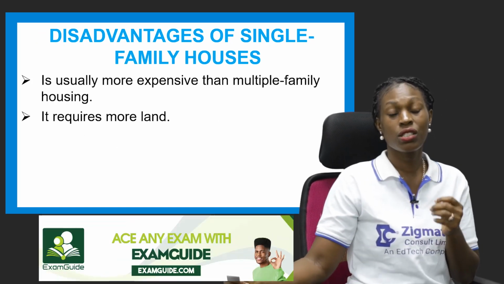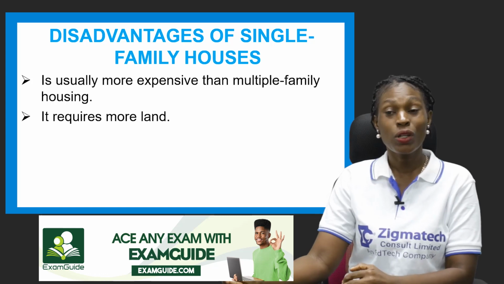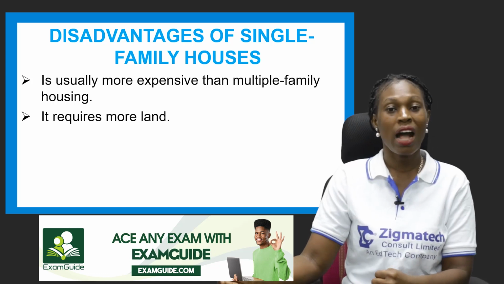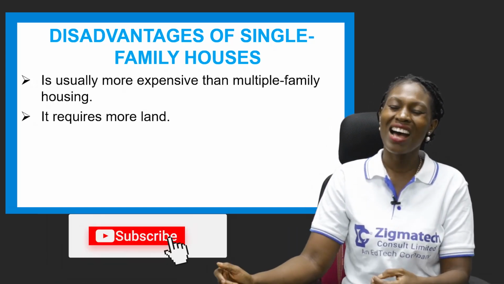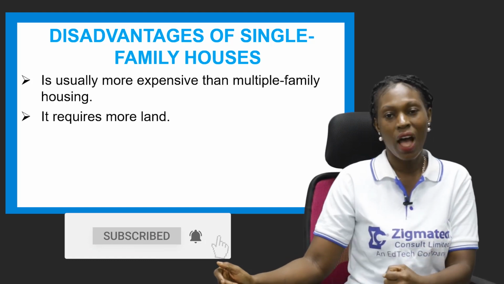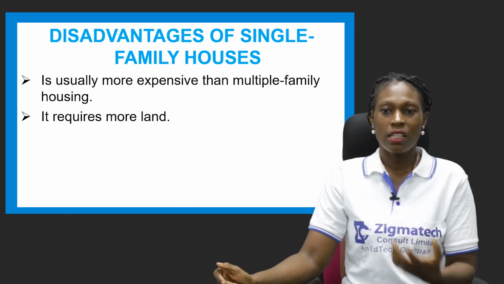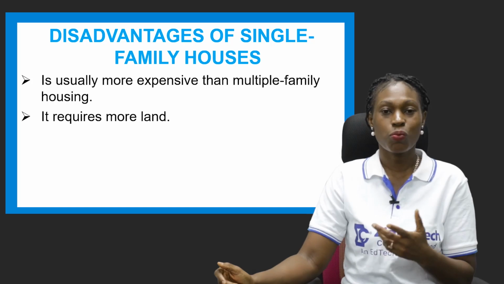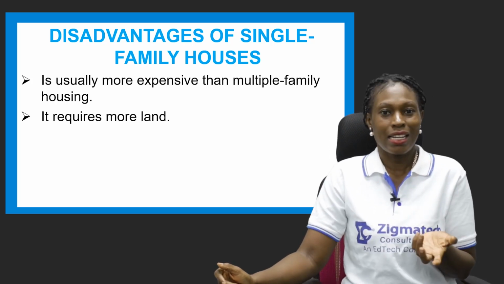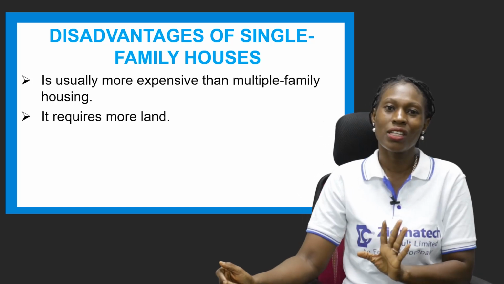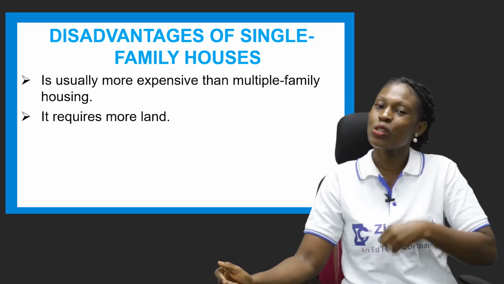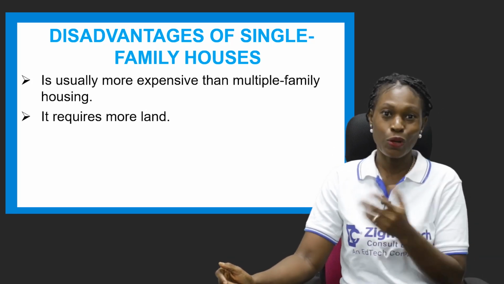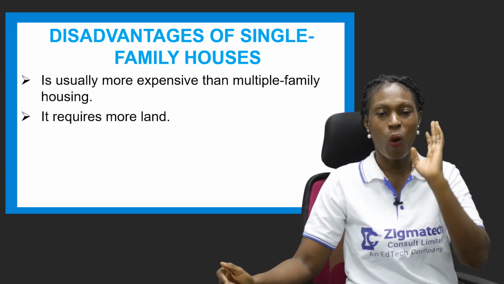Now, we also have disadvantages of single family housing. It is usually more expensive than multiple family housing. Yes, it costs more to build, and most families will have to save up more to achieve that. With multiple family housing, you can just go pick a flat, maybe a 1-bedroom or 2-bedroom flat as it suits the family, and it's cheaper. So where you would build or buy a house for millions, you can just rent for 300, 400,000. It's quite expensive.